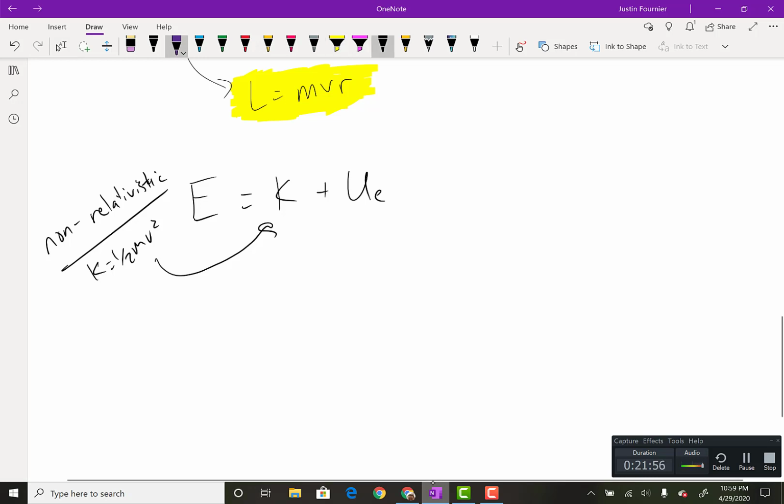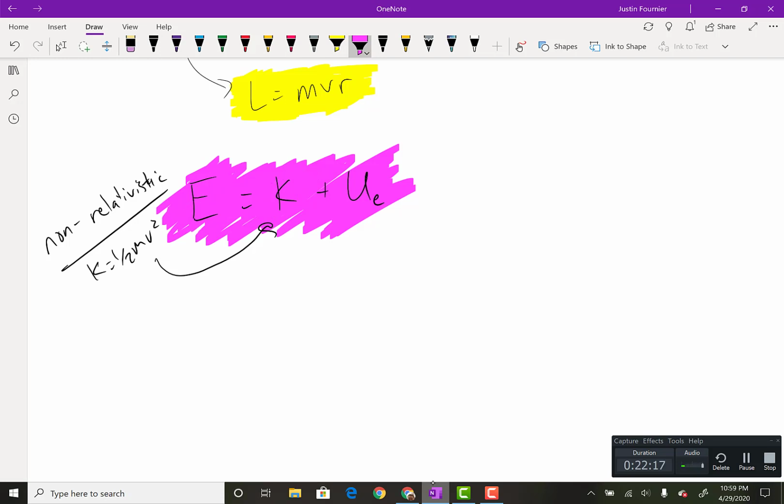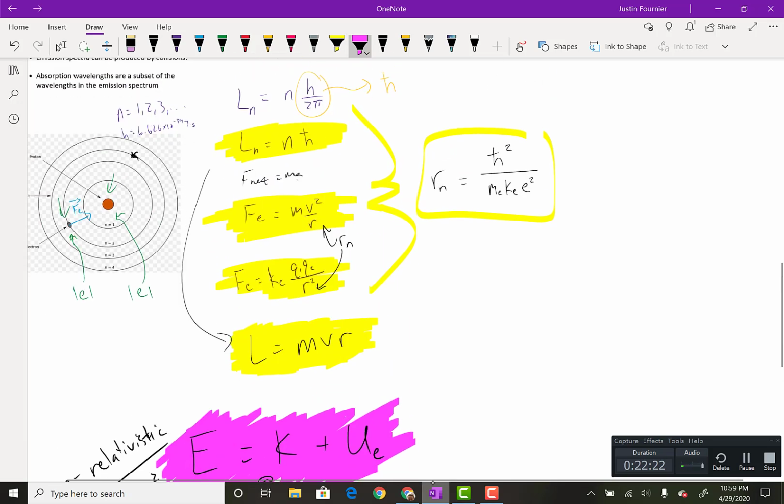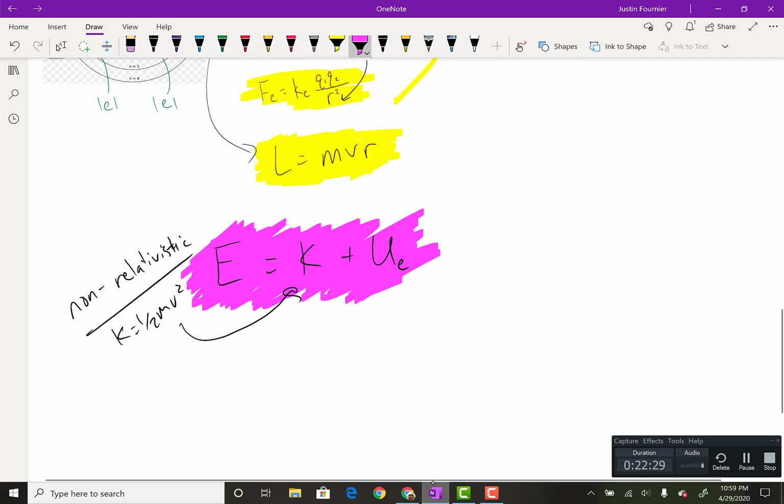Okay, sorry, going back here now, non-relativistic, so the energy equals the kinetic energy plus the potential energy, which obviously is going to be the electric potential energy. So we're going to use this at some point because we're going to find the energy of this electron orbiting the proton. We're modeling the hydrogen atom, and in a hydrogen atom, you get one proton and one electron. So that's all we're going to focus on right now.